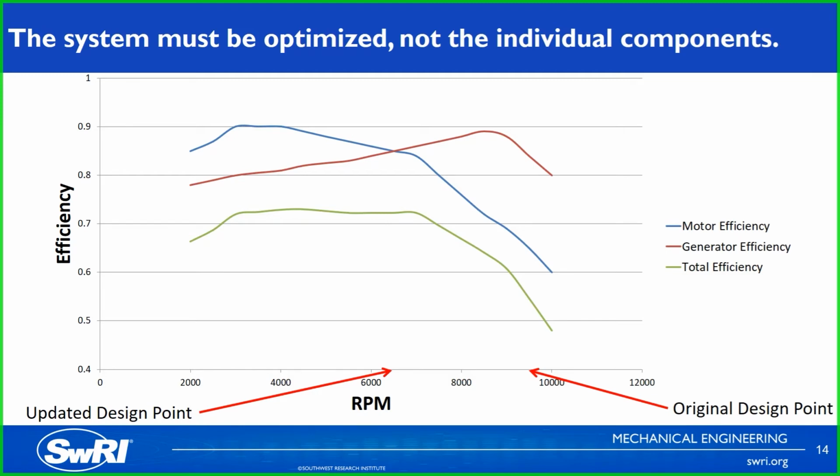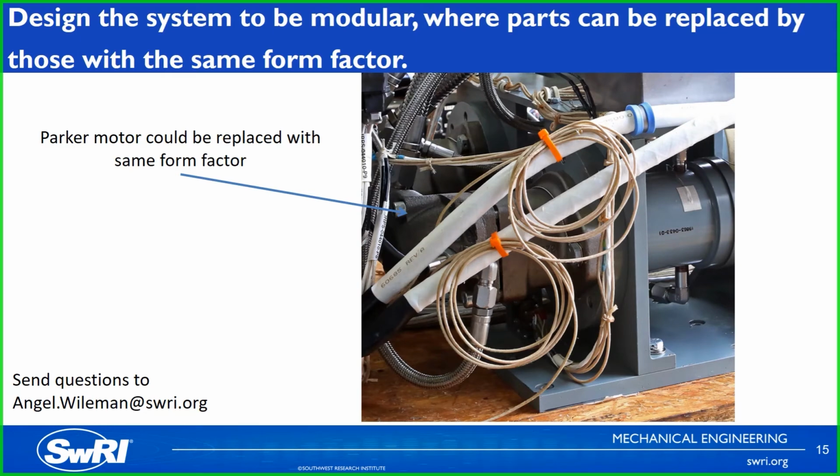And we knew this beforehand, and so we had done a little bit to give this next guideline: really trying to design the system to be modular, where parts can be replaced with something that has the same form factor. Like I said, the original motor that we had selected for the hydraulics was trying to match that 9,000 RPM. When we moved to the 7,500 RPM design point, we had to use a different displacement motor to match the flow of the hydraulics. But we had thought of this beforehand.